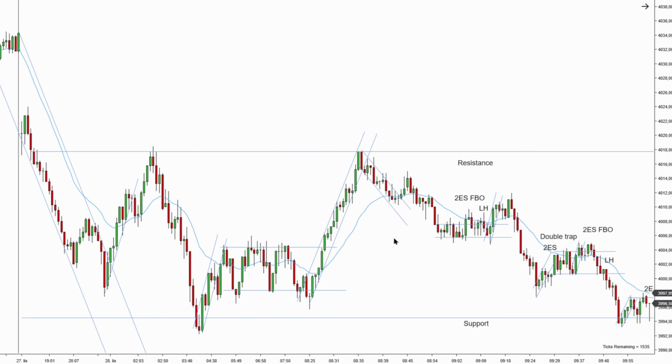Okay, high probability setup is a variation of a two-legged pullback. It's not a setup that works every single time, but it is a setup that has higher chances of succeeding if you take it with the proper market context and at the proper key entry point. The goal of price action trading is to just identify the context properly, to look for possible key entry points, and only after your key entry point is confirmed and you get a high probability setup, this is where you can take the two-legged pullback.